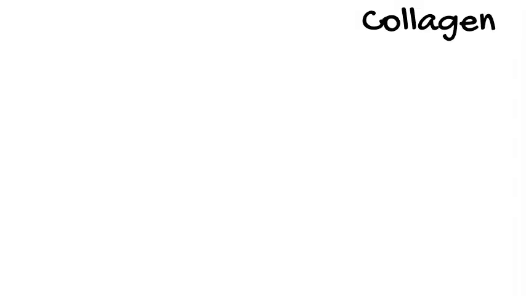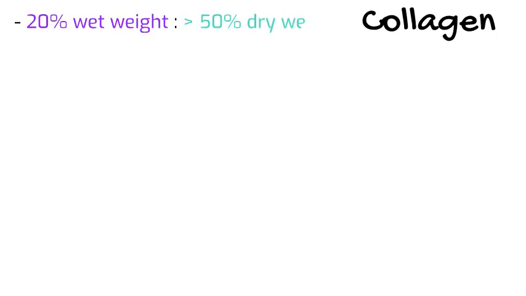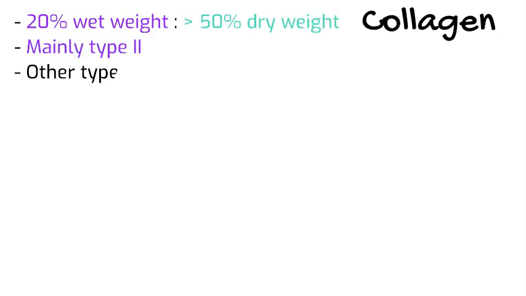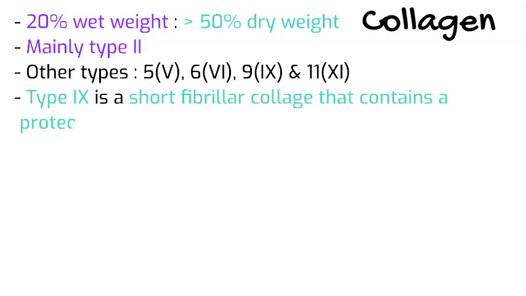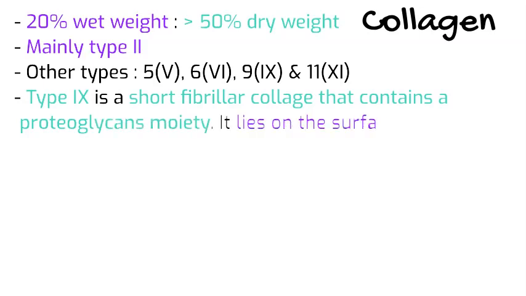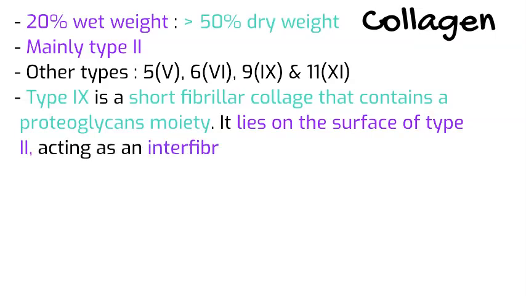Collagen. 20% of wet weight, more than 50% of dry weight, mainly type 2 collagen. Other types involved are type 5, type 6, type 9, and type 11. Type 9 is a short fibrillar collagen that contains a proteoglycan moiety. It lies on the surface of type 2, acting as an interfibrillary glue.